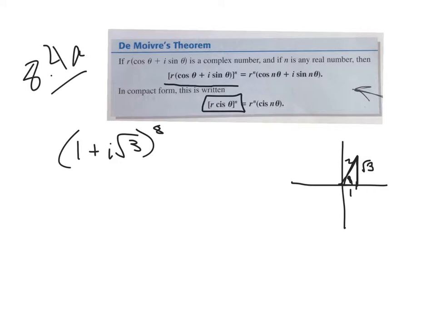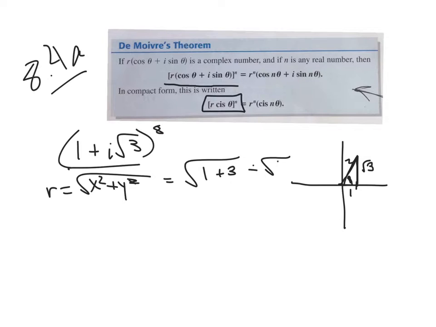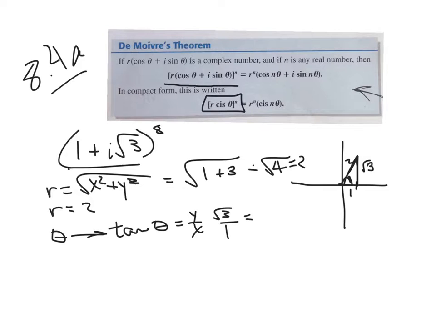Okay, so let's go ahead and write that in trig form. We find our r value, and r is going to be the square root of x squared plus y squared. In this particular case, it's the square root of 1 squared plus square root of 3 squared, which is the square root of 4, which is 2. So our r value is 2. Then we have to find theta. The tangent of theta equals y over x, which is the square root of 3 over 1, which is the square root of 3.